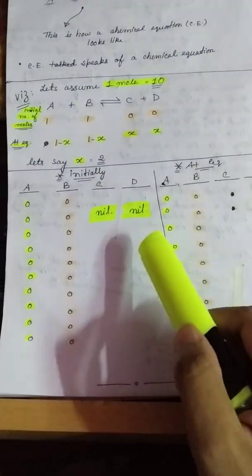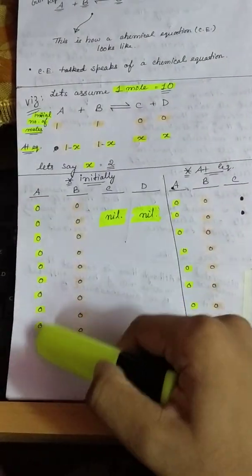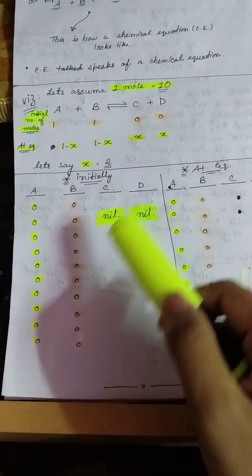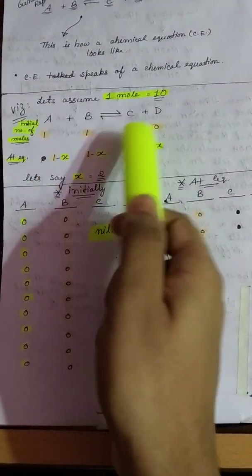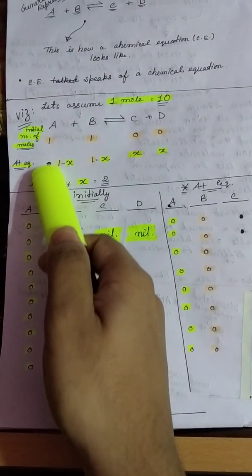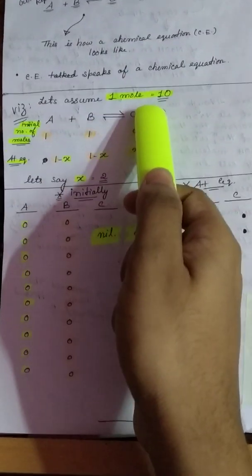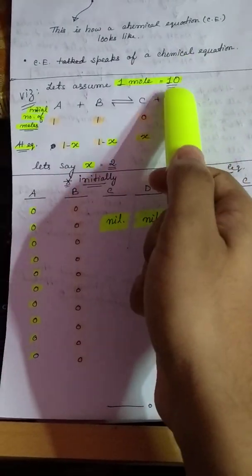So you people can easily visualize using this chart. Initially there were 10 A's and 10 B's, but no C or D. But later at equilibrium, there are 1, 2, 3, 4, 5, 6, 7, 8 A's and 8 B's, because x equal to 2 is already plucked from 10. Here 1 means what? 1 mole, and 1 mole means 10. That's an assumption. So 10 minus 2 gives us 8. So these are 8 molecules left, and these are 2 molecules formed from 2 A's and 2 B's.